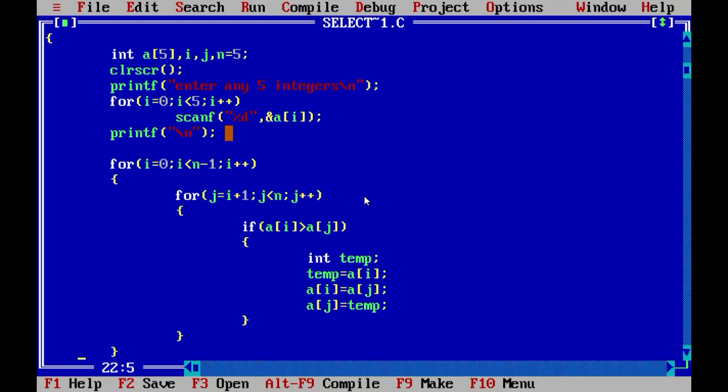Like that, this second iteration will continue. In the second iteration, the second smallest element will come and settle in its right position, that is the second position, and it repeats like that.